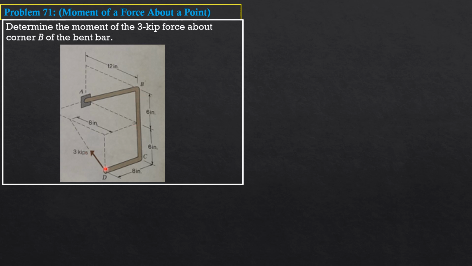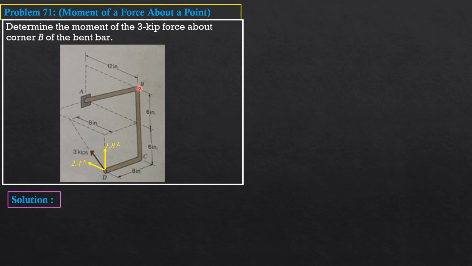So we resolve the three kip force into components. We have 8 and 6, so 4, 3, so 5 hypotenuse. Therefore the vertical component is 3 times 6 over 10, or 3 times 3 over 5, and that is equal to 1.8 kips, and the horizontal component going to the negative y direction is 3 kips times 8 over 10, or 3 times 4 over 5, and that is 2.4 kips.